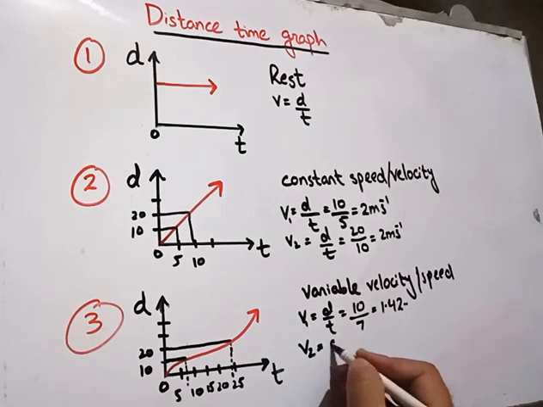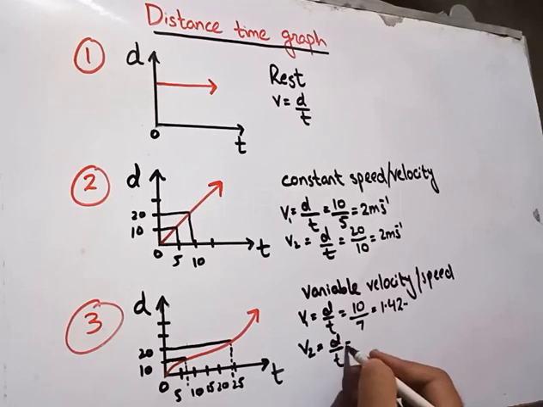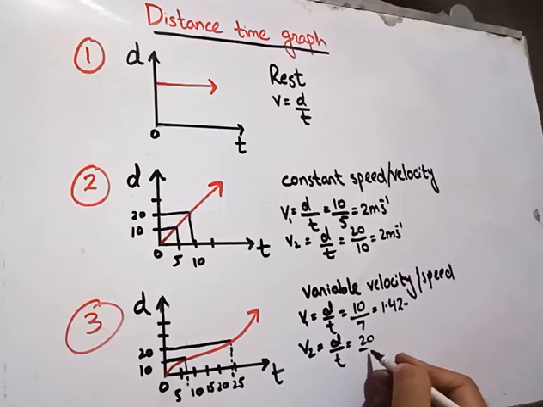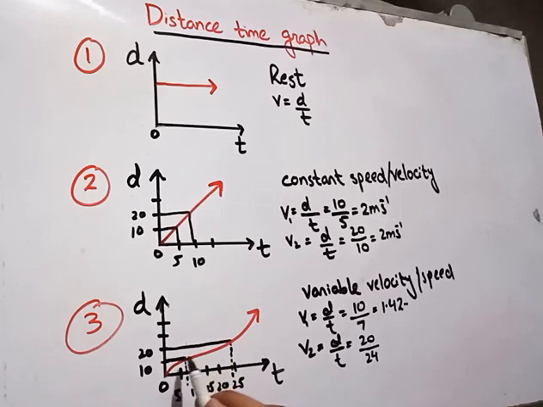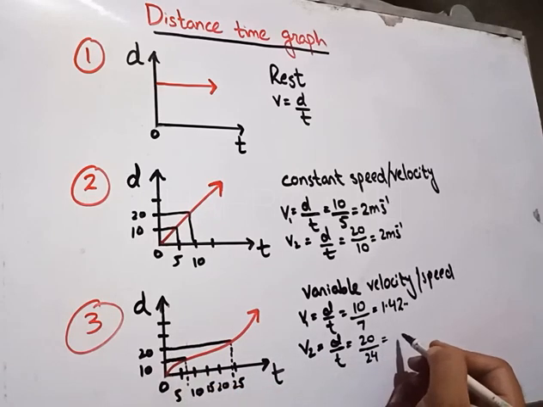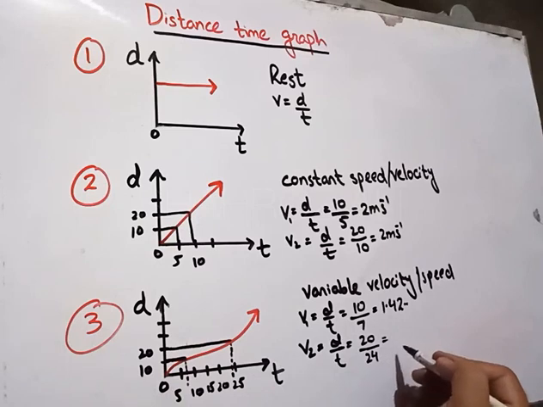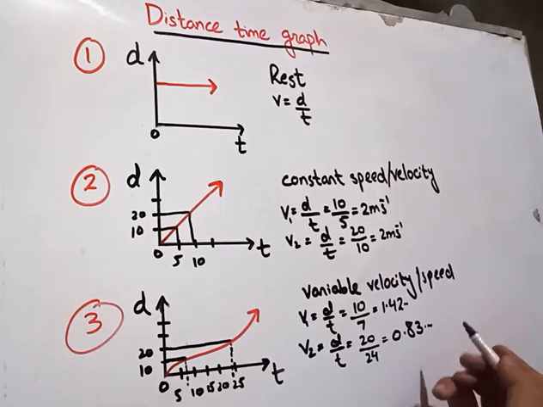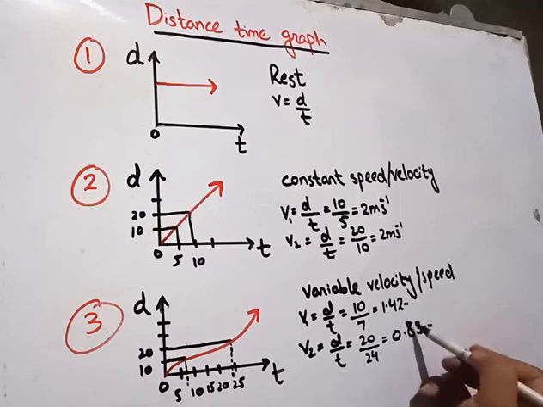Now take the second point's velocity. What is the distance? Distance for the second point is 20. And what is the interval for that? Suppose you are taking 24, because in 24 seconds the body has covered 20 meter. Now when you divide it, the answer will not be the same. Suppose it is 0.83. Here you can see both values are not the same, intervals are not the same.